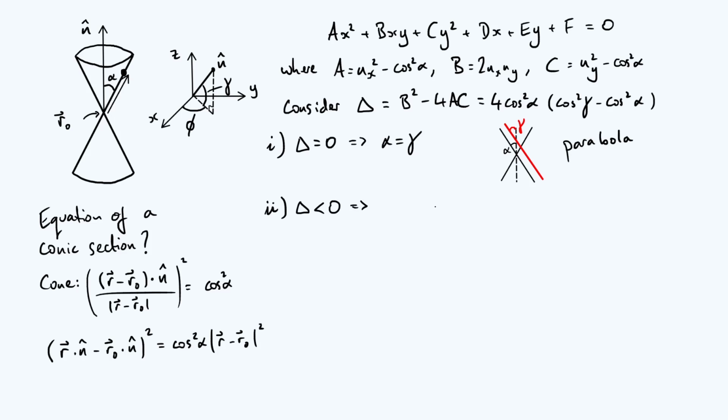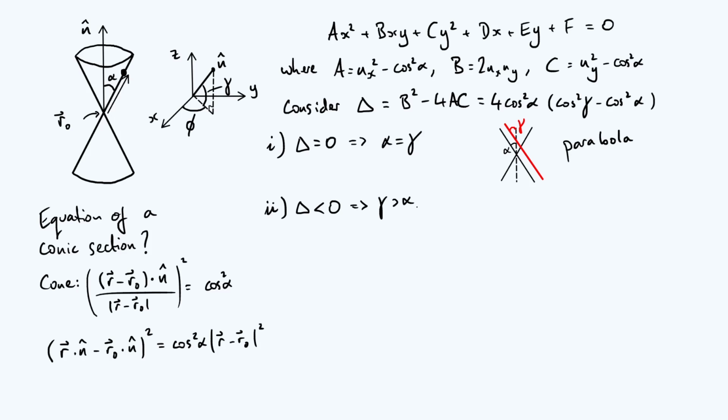So if delta is less than 0, that implies that cos squared alpha is bigger than cos squared gamma. Equivalently, cos alpha is bigger than cos gamma. But because cos is a decreasing function in the first quadrant, that implies that gamma should be bigger than alpha in order for cos gamma to be less than cos alpha, right? This is implying that gamma is bigger than alpha.